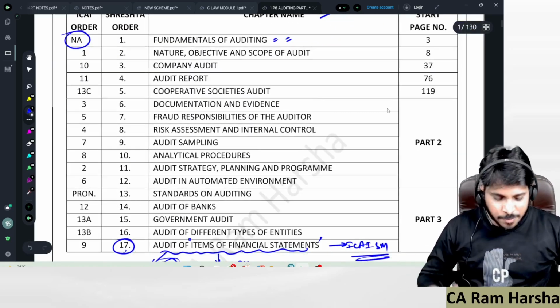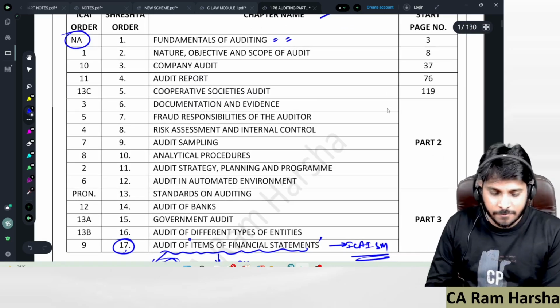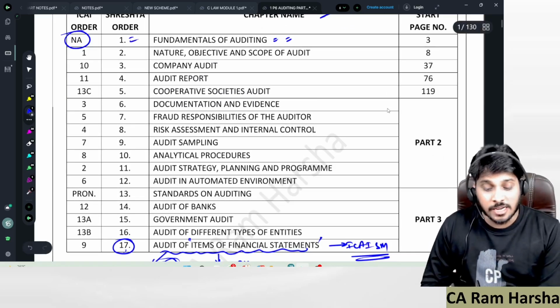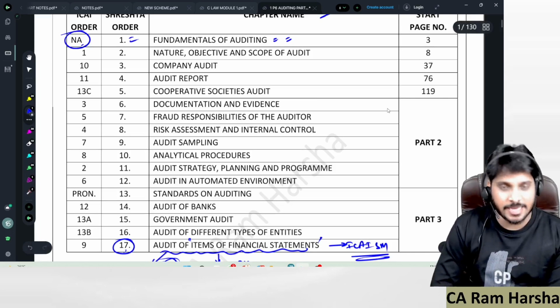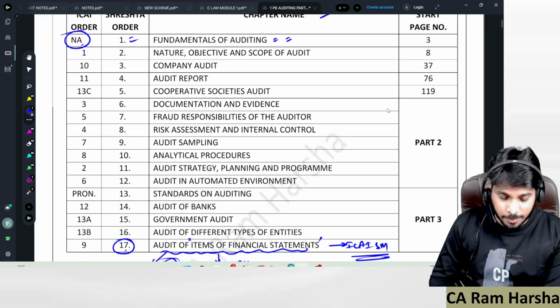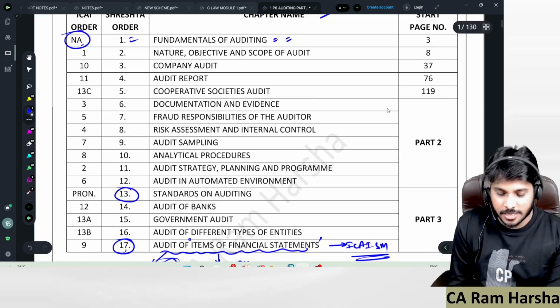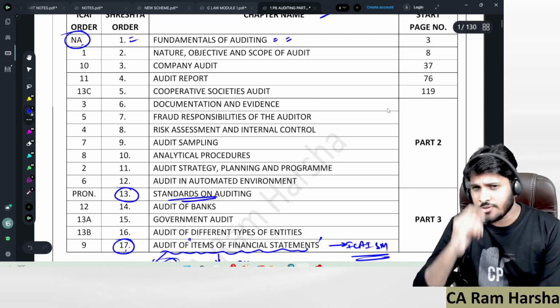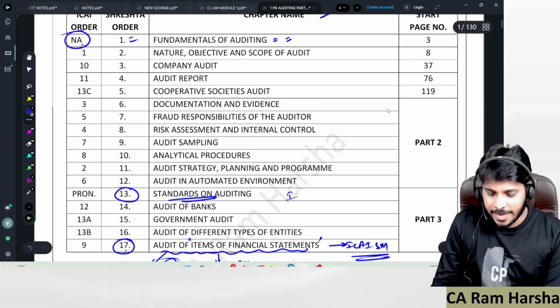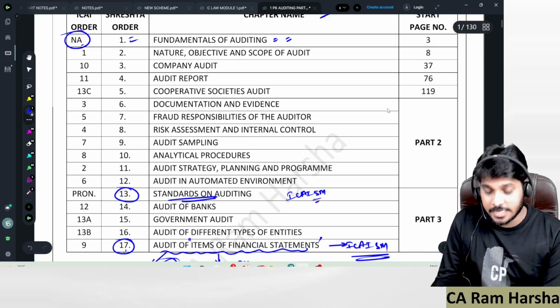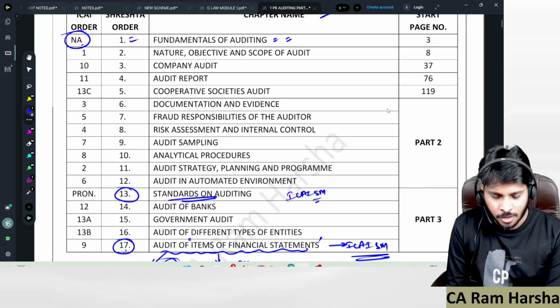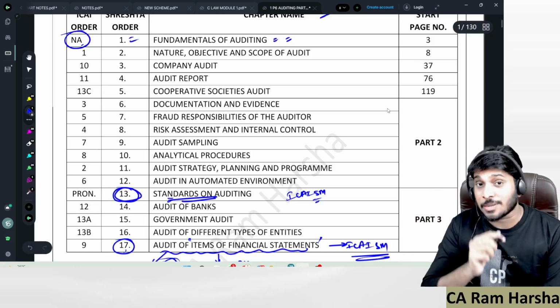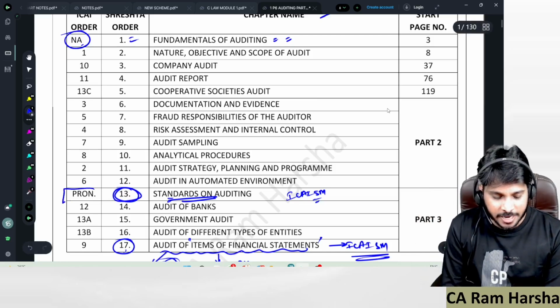So now let's break the index once. If you look at the first chapter that we are going to discuss, it is fundamentals of audit, which is not there in the ICAI study material. And if you observe, the 13th chapter is standards on auditing. If you look at the main ICAI study material, you will not find the standards chapters separately. You have the pronouncement book.